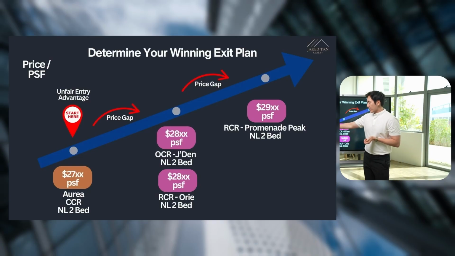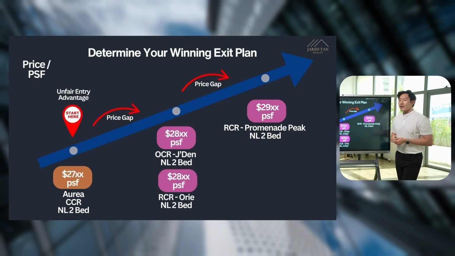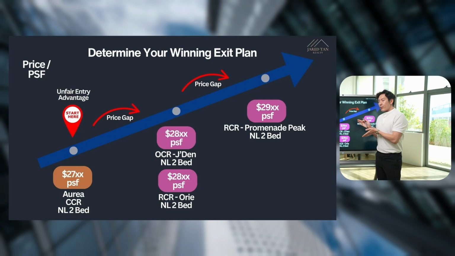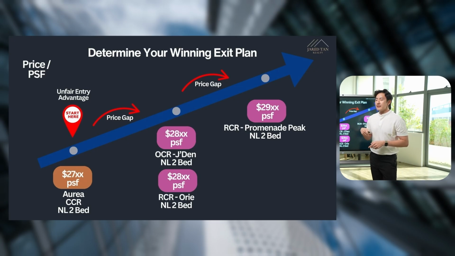If I were to enter Aura at 2007 PSF, I will have an unfair entry advantage, a very strong price gap with my outskirt counterparts and my city fringe counterparts, $100 difference to be exact. And even this pricing for the city fringe and the outskirts has a further price gap from that peak at about 2009 PSF. So I have 2 layers of protection here, which really makes Aura a very safe entry for investment.